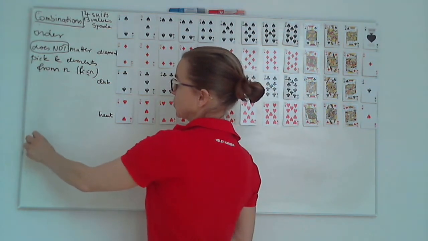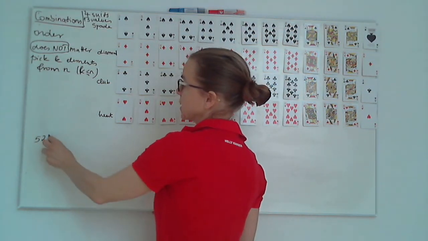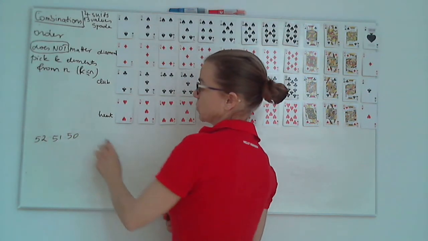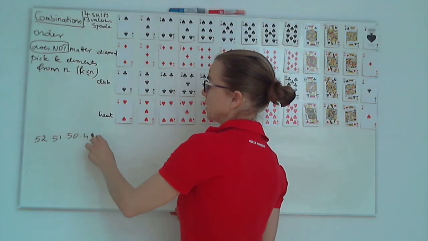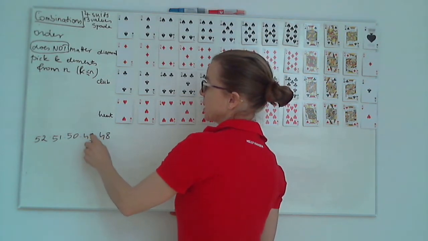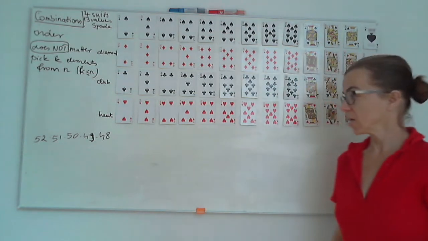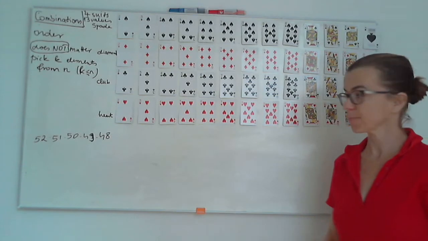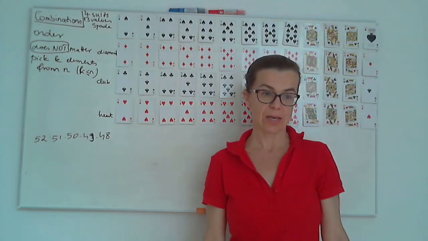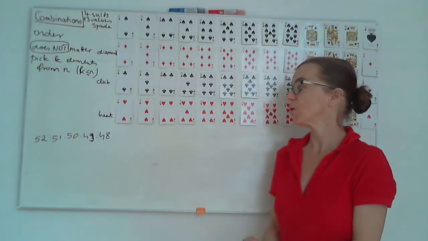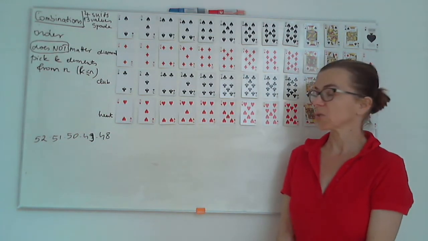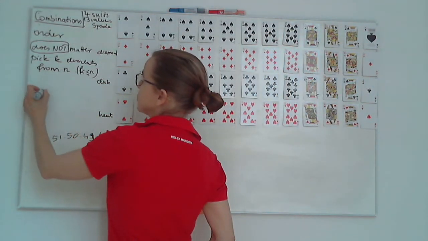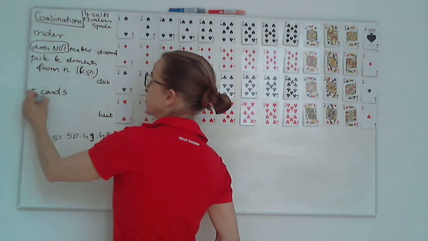The first card could be any of the 52 cards, then the next one I can get is any of the next 51, then I can only choose from 50, 49, and finally 48 cards, and that would be the 5-element variation of my cards. However, in real life, when you get a certain number of cards to play with, order rarely matters. So the question is, how many ways can I get 5 cards out of this pack of 52 cards?